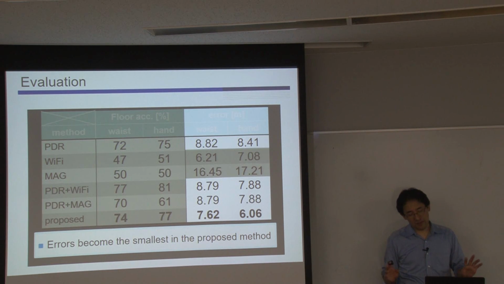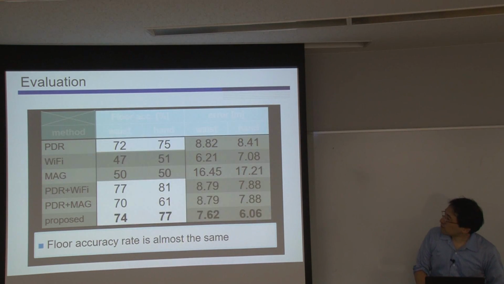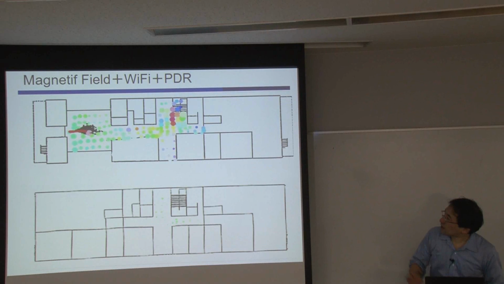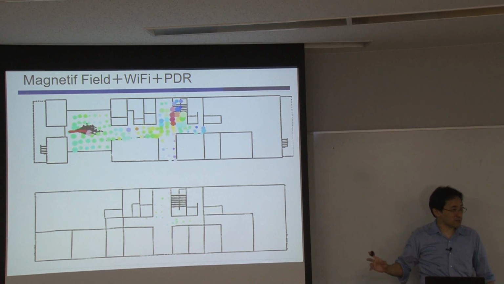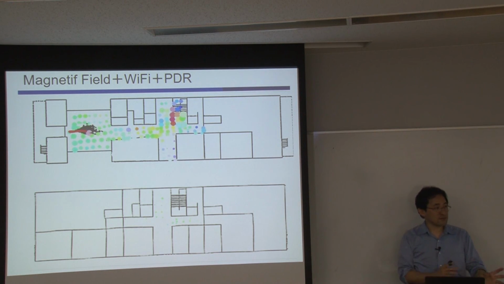What do I mean? Some places are very bad, some places are good, so the average is like this. It depends on location. For the stairs, it's not easy to estimate; such places have very bad estimation. Some places are good. It depends on what kind of localization medium is there. If you have a significant difference in the magnetic field or Wi-Fi signals, it's easy. But if you don't, it's not easy.